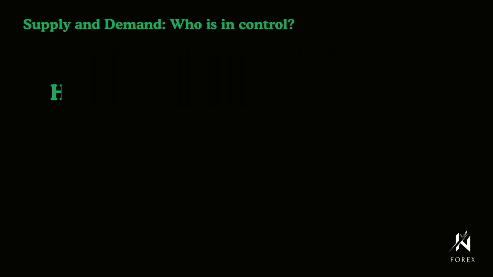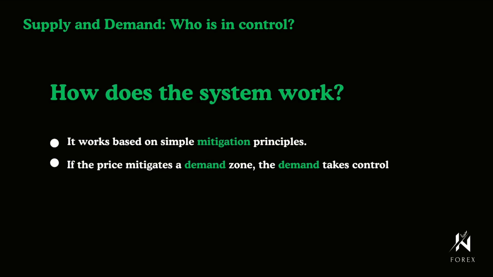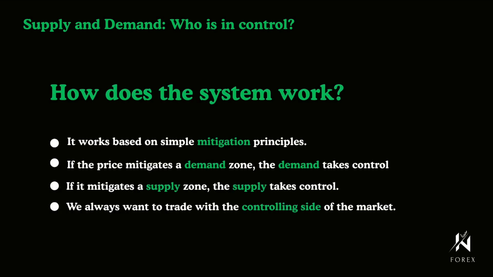How does this framework operate? It's rooted in basic mitigation logic. If price returns to and mitigates a demand zone, then demand is in charge. If it revisits a supply zone and mitigates it, then supply is in charge. Our goal is always to align trades with the dominant force in the market. Let me walk you through it.